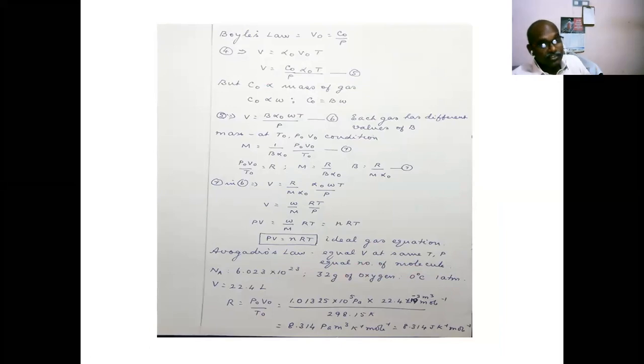And according to Avogadro's understanding, he said that equal volumes of a gas at the same temperature and pressure contain an equal number of molecules. Look here, if you take all the gases, equal volume, the same temperature and the same pressure, the number of molecules present in all the gases will be the same. So that number he called the Avogadro number. Suppose you take 32 gram of oxygen, it contains Avogadro number of oxygen molecules at 0 degree centigrade and 1 atmospheric pressure.